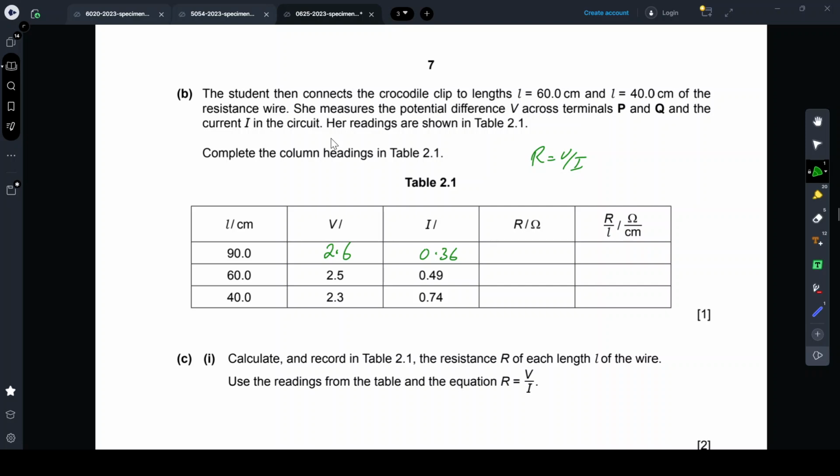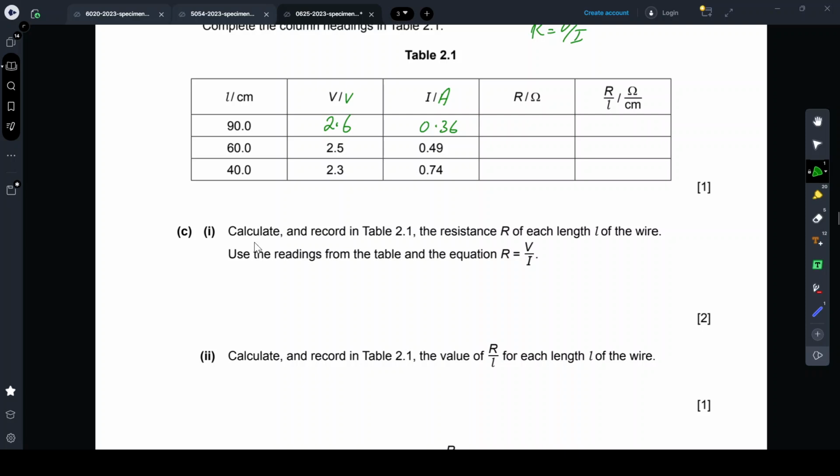Complete the column headings. The student then connects the crocodile clip to 60 and 40 centimeters. She measured the potential difference across terminals P and Q, and the current I readings are shown here. Complete the column. So what is the unit for voltage? SI unit, V. And for current, A. So that gives you 1 mark.